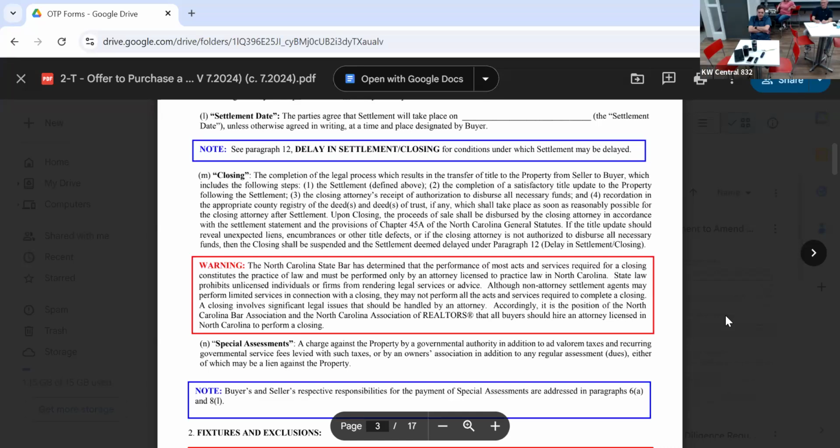Special assessments. It references special assessments; buyer and seller's respective responsibilities for payment of special assessments are addressed later. Typically for special assessments, anything that was already in place is the responsibility of the seller. Anything that occurs after would be the responsibility of the buyer, unless it was negotiated. Exactly, yes.